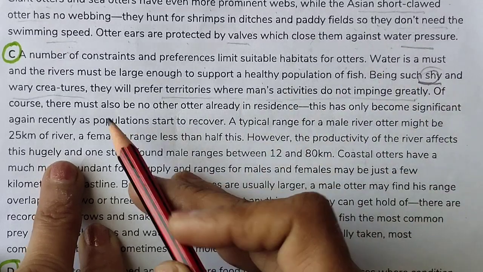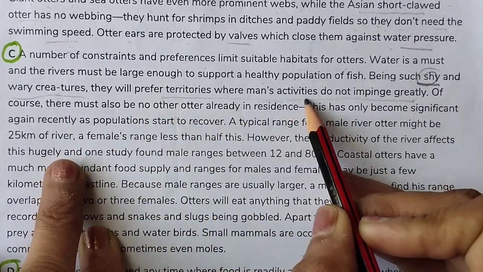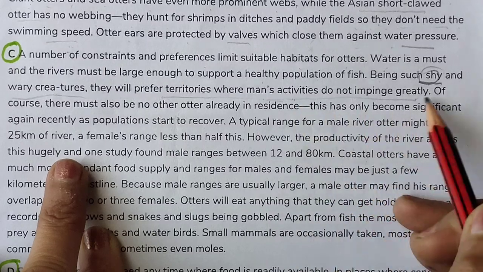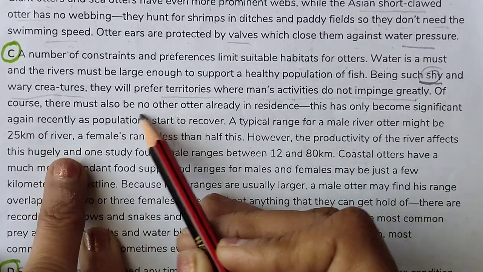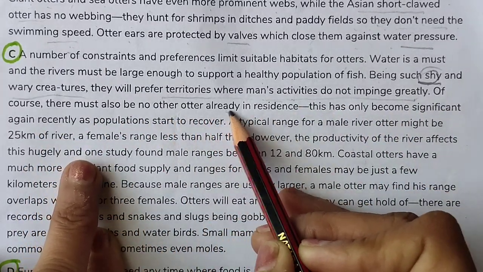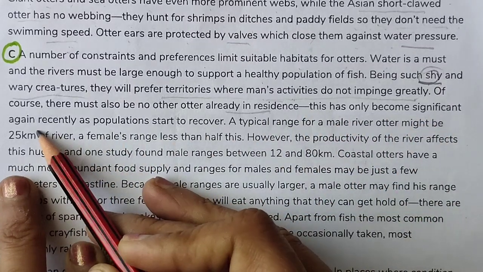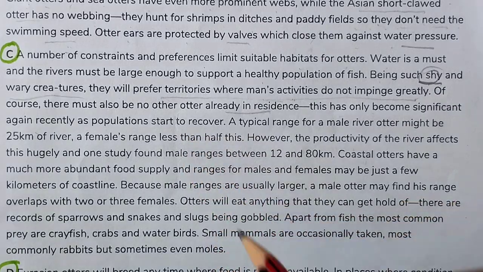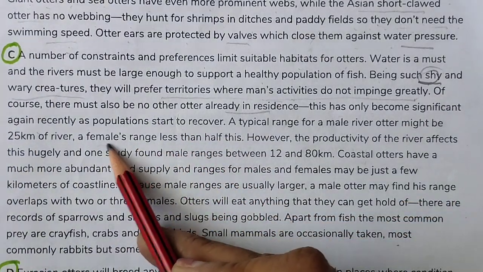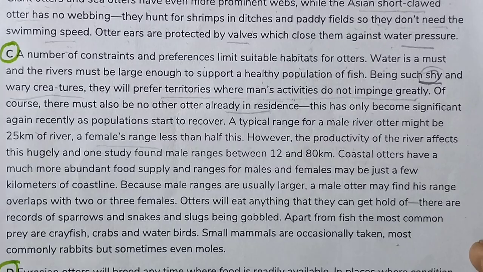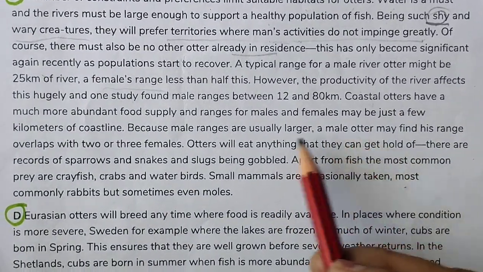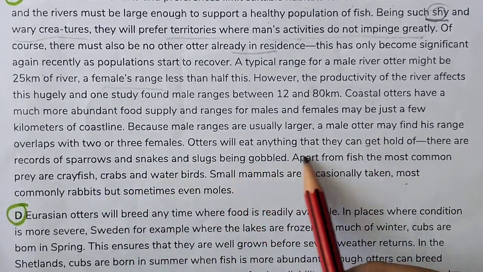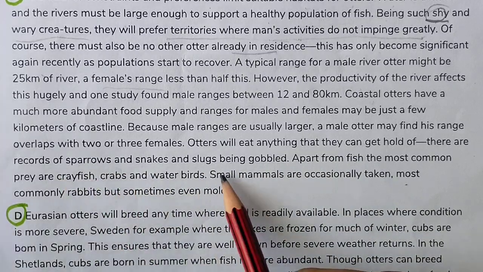They are such shy and wary creatures. They don't prefer places where human activities are there. Of course, there must also be no other otter already in residence. This also has become significant again as populations start to recover. Okay, so we can match this here again, and if you want to read it, otters will eat, there are records of no.